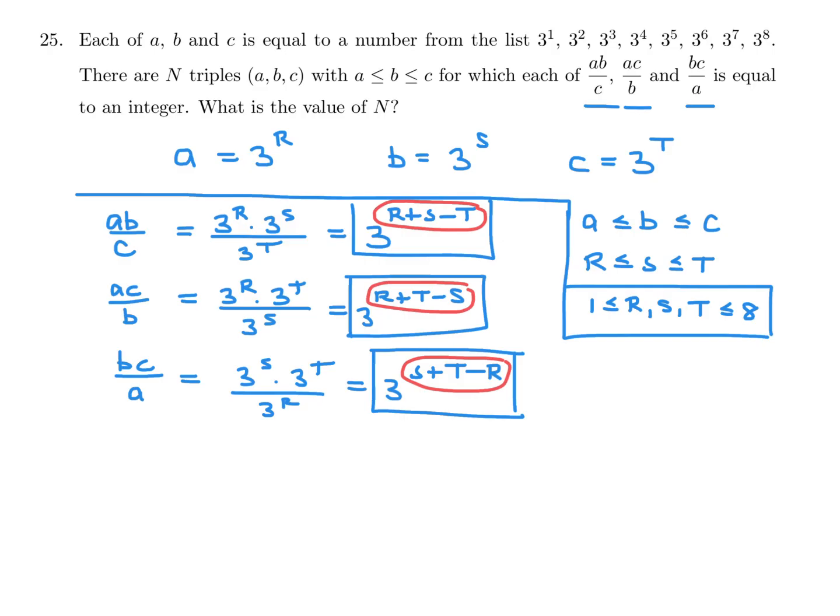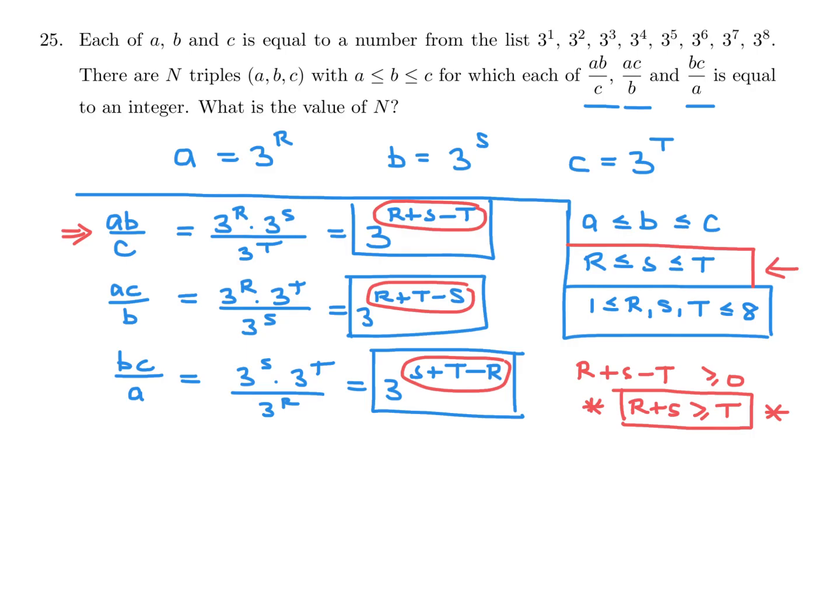Okay, so here we go. Let's analyze these one at a time. First, let's analyze r plus s minus t. Well, we have to ensure that this exponent, this number, is greater than or equal to 0. So that means r plus s has to be greater than or equal to t. So this is an extremely important criterion that we must obey for this guy.